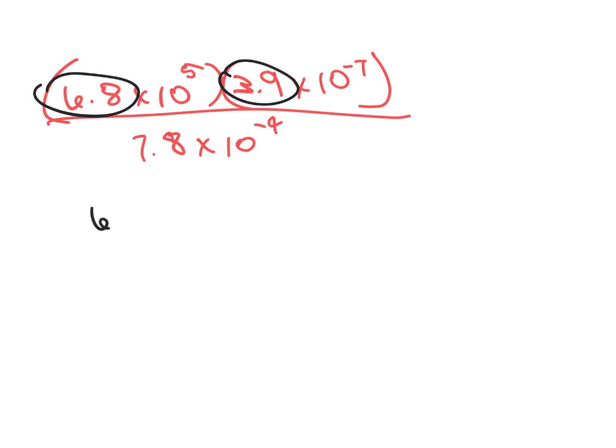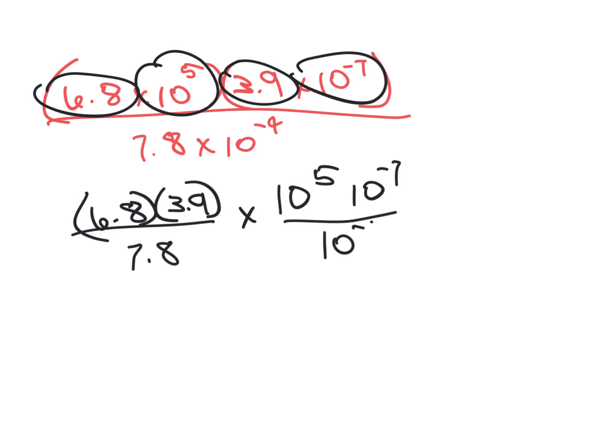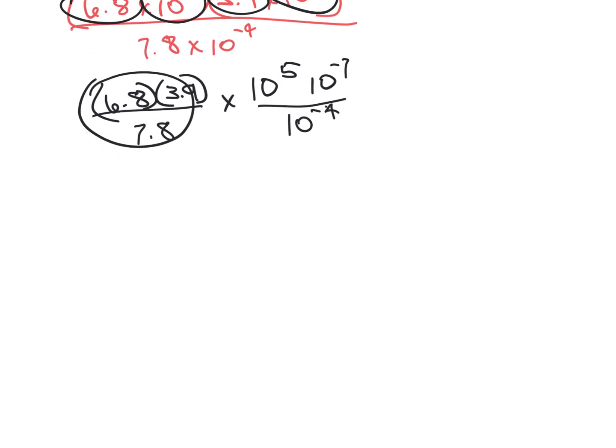And so that ends up being, I'm not going to multiply that out. Don't have a calculator handy. And then we've got that over 7.8. So you just put all the numbers together. And then we have times 10 to the 5th and 10 to the minus 7 over 10 to the minus 4. All right, so when you multiply all this out and divide it, we end up getting 3.4.